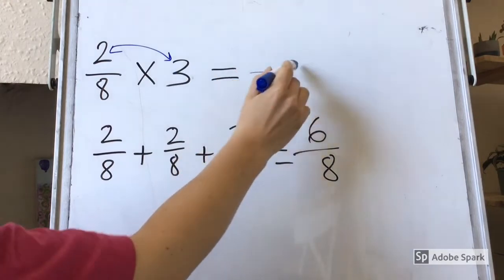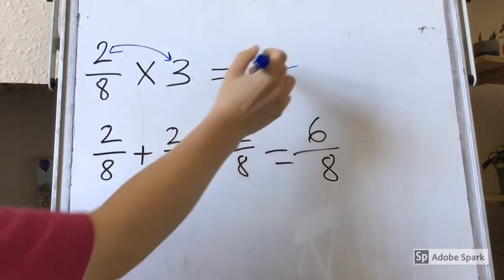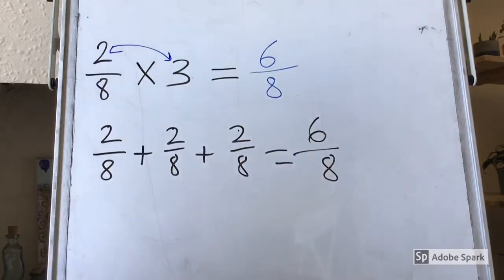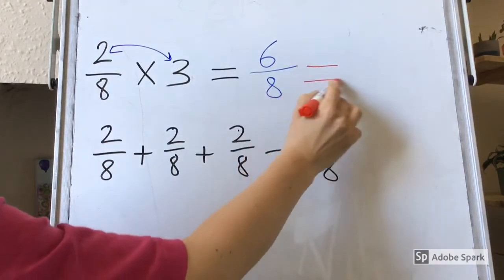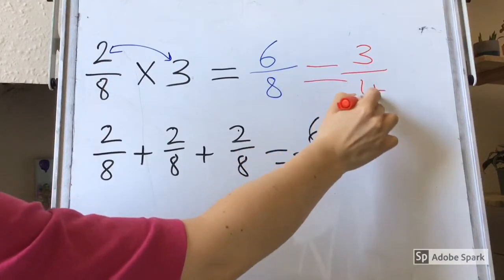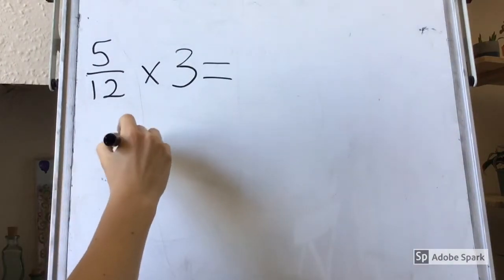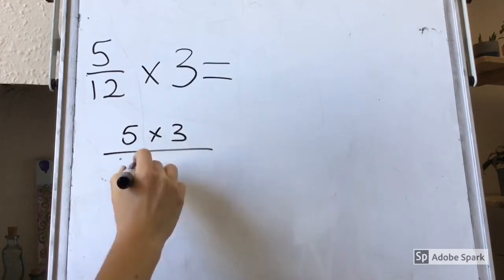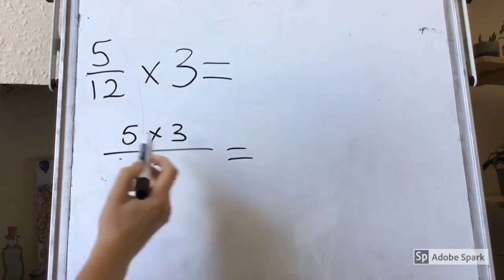But if we follow the rule, we can keep the denominator the same and do the numerator times the integer, and we get the same answer. And remember, we always want to give our answer in the simplest form. So if we divide our answer by 2, we get 3/4. Have a go at this one. Remember to follow the rule, numerator times integer over denominator.